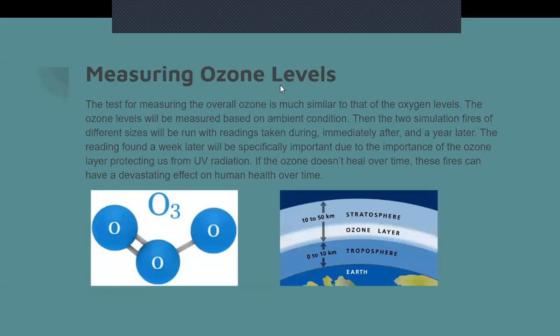The reading found a year later will be specifically important due to the importance of the ozone layer in protecting us from UV radiation. If the ozone does not heal over time, then these fires can have a devastating effect on human health, as we can start being impacted by much more UV radiation over time.